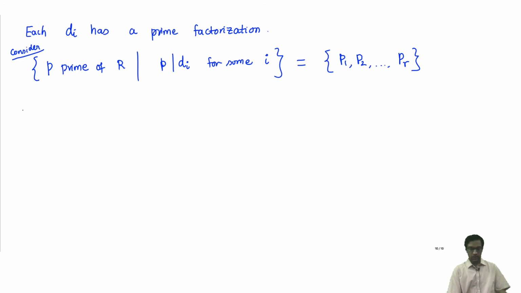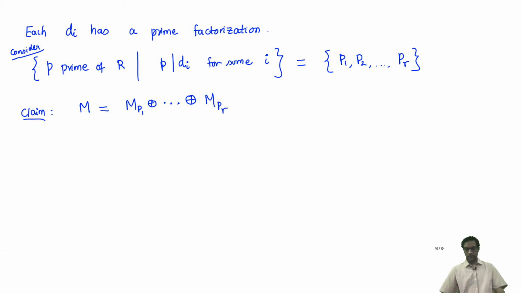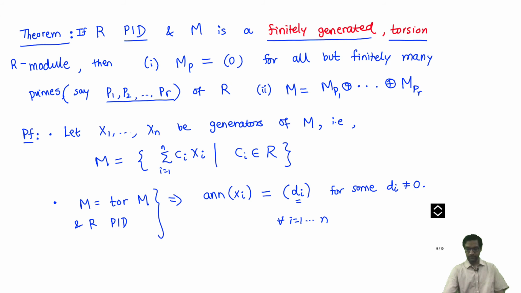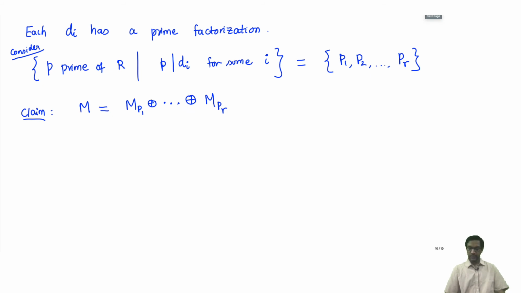Okay, now consider these MPIs. The claim is that M is actually the direct sum of these MPIs. Okay, so I am going to prove the second part of my theorem, which is that I can find finitely many primes such that M is the direct sum of those. Then I will show that for all the other primes MP is actually 0. Okay, so M is the direct sum. That's the claim. So let's try and prove this claim now.